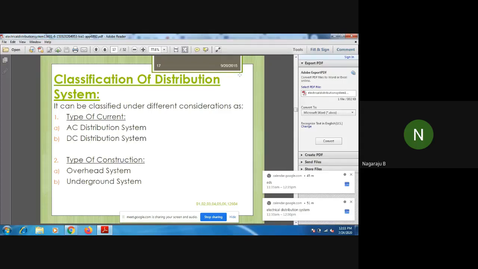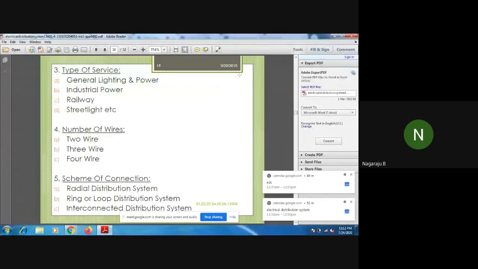So this is about the different types of classification of the distribution system. Depending on the type of current, we have AC and DC distribution systems. Depending on the construction, we have the overhead system and the underground system. Overhead means pole based, and underground means the distribution is carried through the ground.